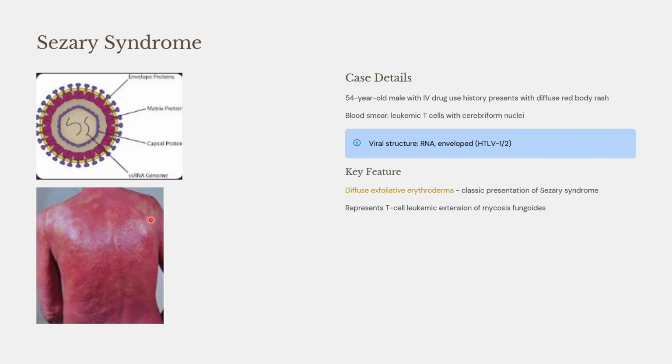What do you know about this? This is Sezary syndrome. This is when the Mycosis fungoides, which is limited to a particular area, has an extensive extension throughout the body, then it is known as Sezary syndrome. Again, one of the reasons for Sezary and mycosis is HTLV. See, this is the enveloped virus, and just similar to HIV, this also has the structure, and it is a retrovirus. So this picture can be given, and the vignette can have details like a 54-year-old male with IV drug use, presence of diffuse red body rash, and the blood smear shows leukemic T cells with cerebriform nuclei. They do give us almost the entire details to diagnose the condition.